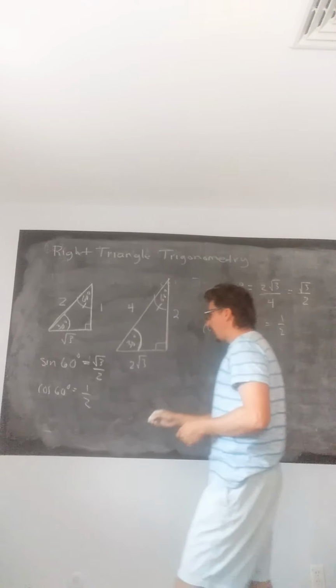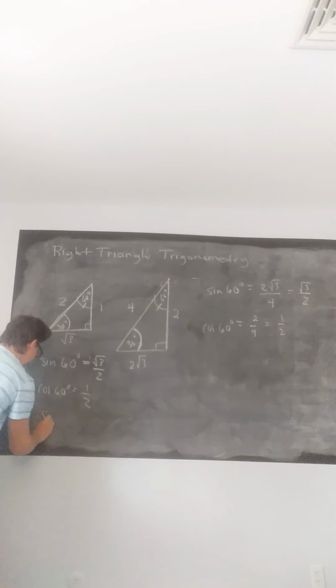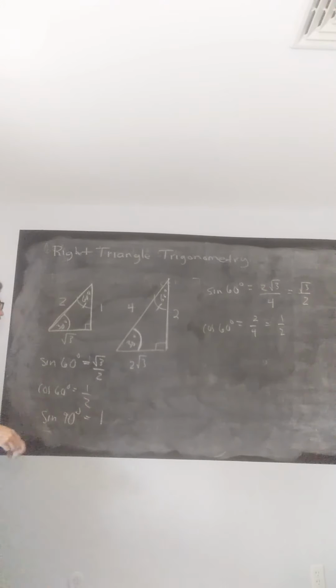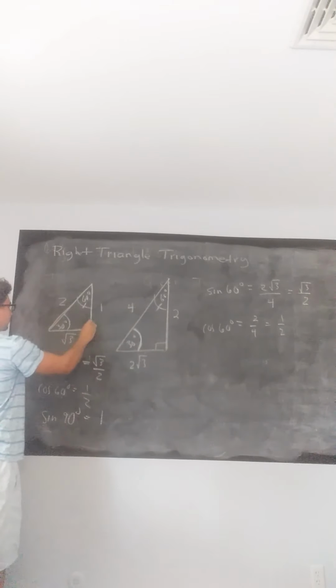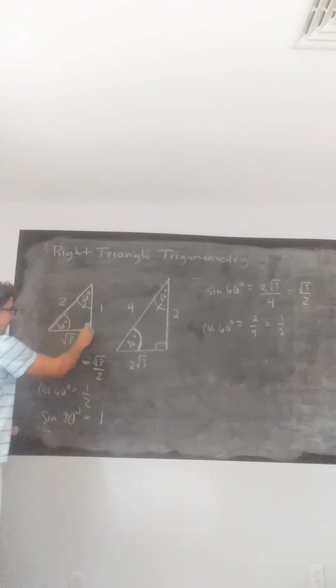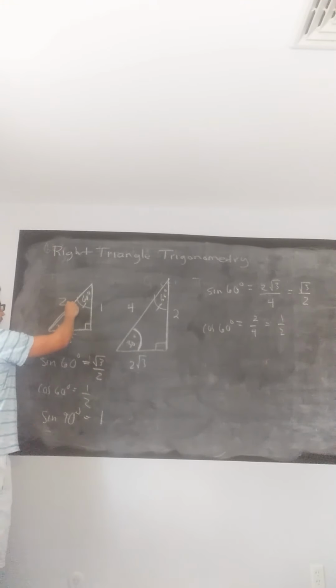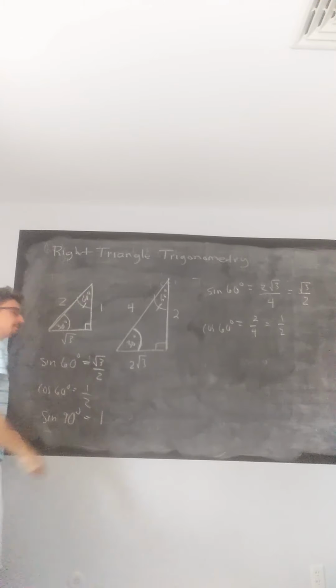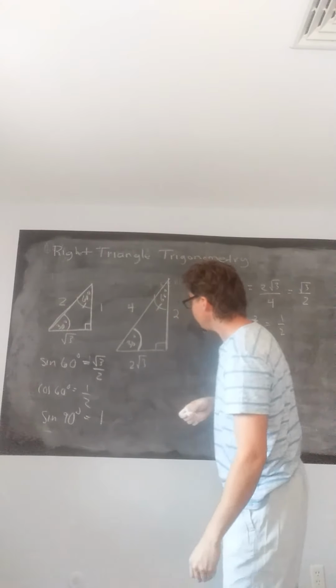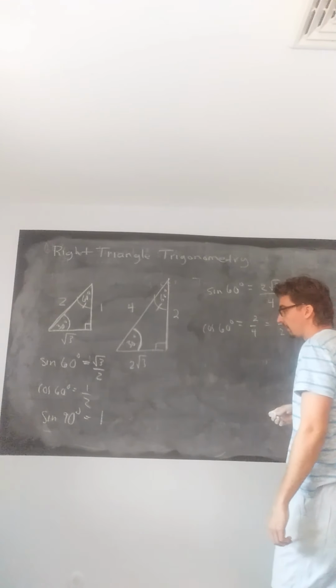For example, sine of 90 degrees is an interesting one. Sine of 90 degrees is going to be 1. Because here's your 90 degrees, right? So we want opposite over hypotenuse. Well, guess what? Opposite the right angle is 2. The hypotenuse is 2, so 2 over 2 is going to be 1. So that's what happens there.